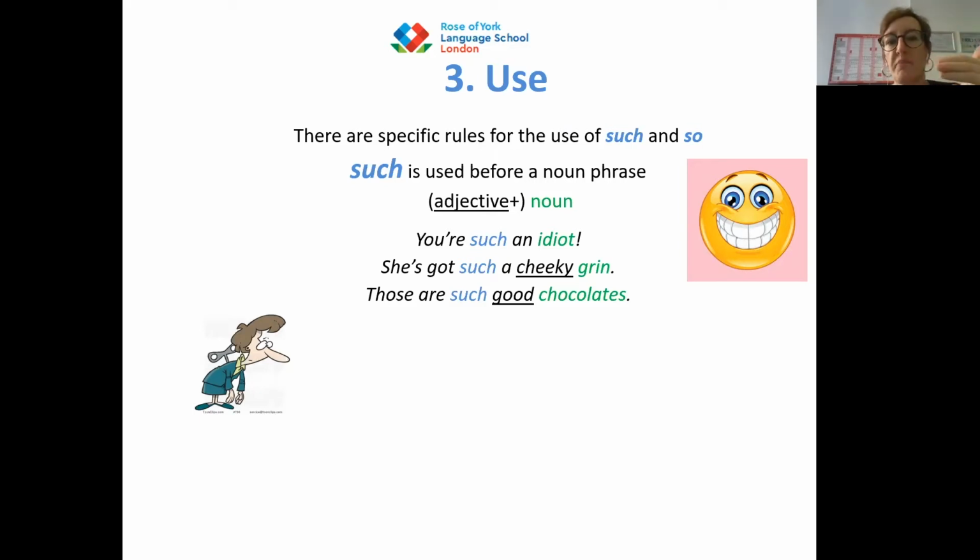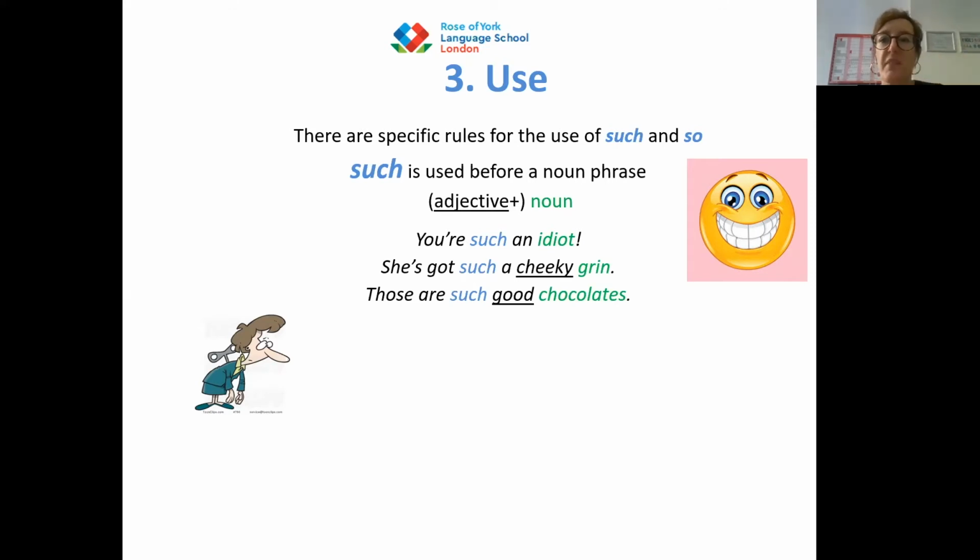So if you look at the first sentence there, "You're such an idiot." "An idiot" is your noun phrase. "Idiot," which is highlighted in green, is the noun. "She's got such a cheeky grin." Again, after "such," you have a noun phrase, "a cheeky grin." Now, "cheeky" is an adjective, and I've underlined it so that you understand it's an adjective. It doesn't matter. The fact that you have a cheeky grin means that you have a noun in there, so it's a noun phrase.